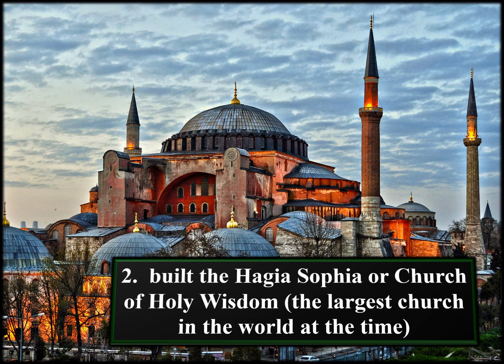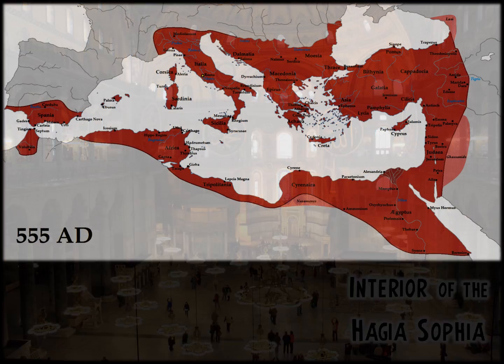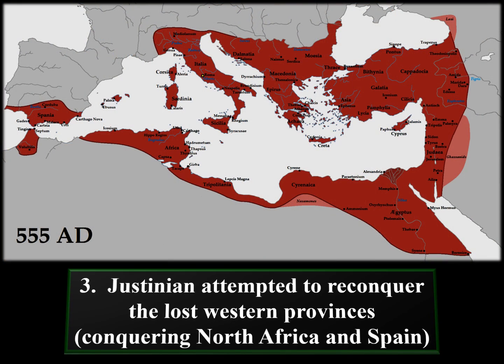He built the Hagia Sophia, or the Church of Holy Wisdom, which was the largest church in the world at the time. Here's the interior of the Hagia Sophia. He built it in hopes that it would be beautiful enough for God Himself to be pleased. Justinian also attempted to reconquer the lost western provinces, the western half of the Roman Empire that had fallen. And he did succeed in conquering parts of it. He did conquer North Africa and Spain.